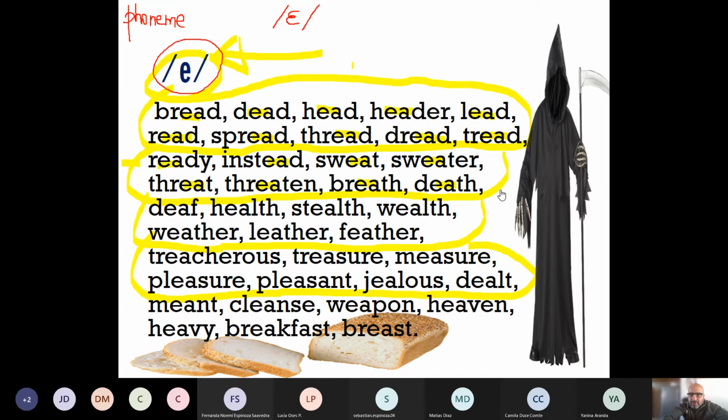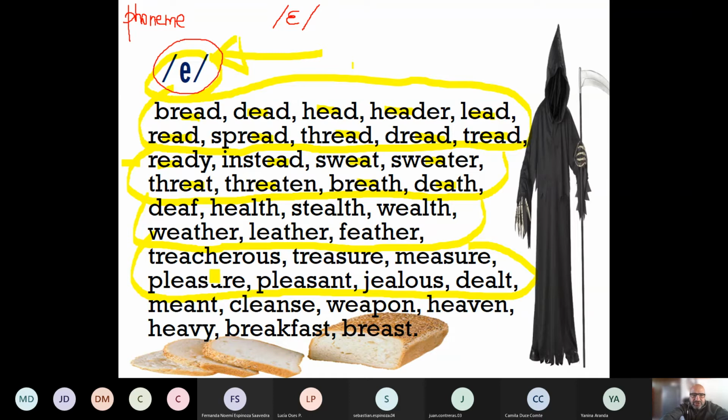Juan, are you there? Could you read that section, please, Juan Contreras? Treasure, treacherous, treasure. Pleasure, pleasant, yields, dealt. All right. That was a very, very complex selection, wasn't it?